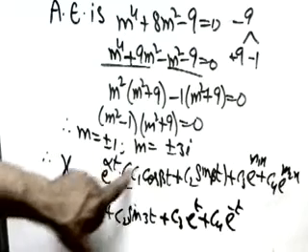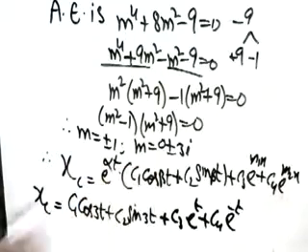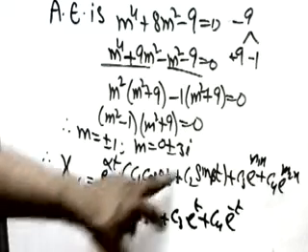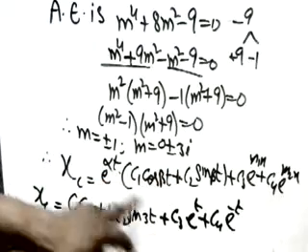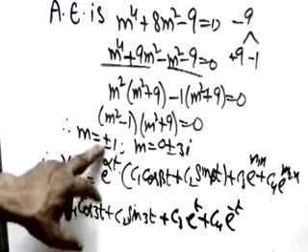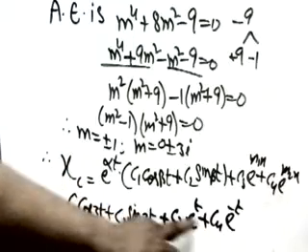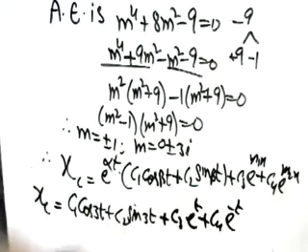For imaginary roots, we have the formula e power alpha x. Alpha is 0 here, so e power 0 will be 1: c1 cos beta t, beta is 3 here, plus c2 sin beta t. This is m equals 1, minus 1. For distinct values we have the e power x formula: e power t, e power minus t, where m is 1 and m is minus 1. So now we got the value of the complementary function of x, xc.